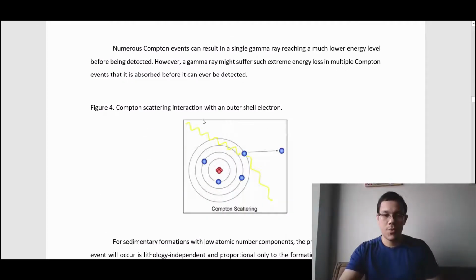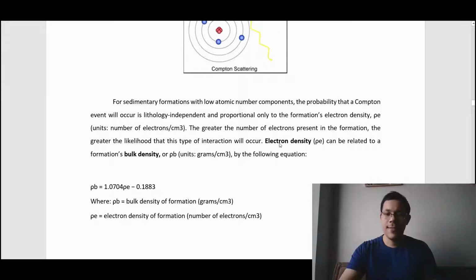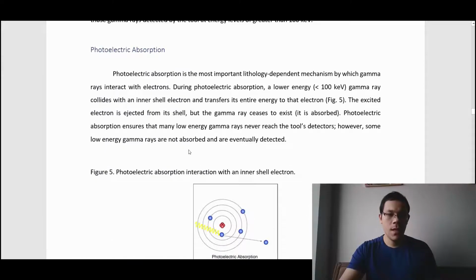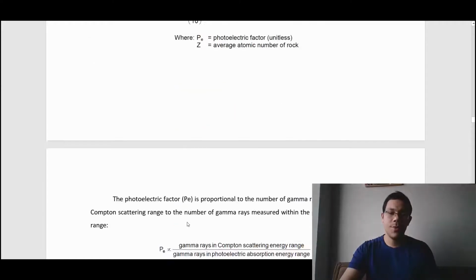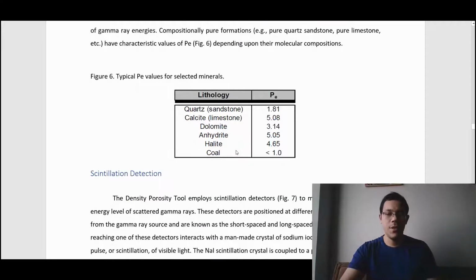So here one more time we have a scattered gamma ray. I highlighted this, that electron density can be related to the formation bulk density, expressed in grams per cubic centimeter. And the photoelectric absorption is this one that gives us the PE. The PE is related to the average atomic number of that rock. The PE, there are values associated with each type of lithology.